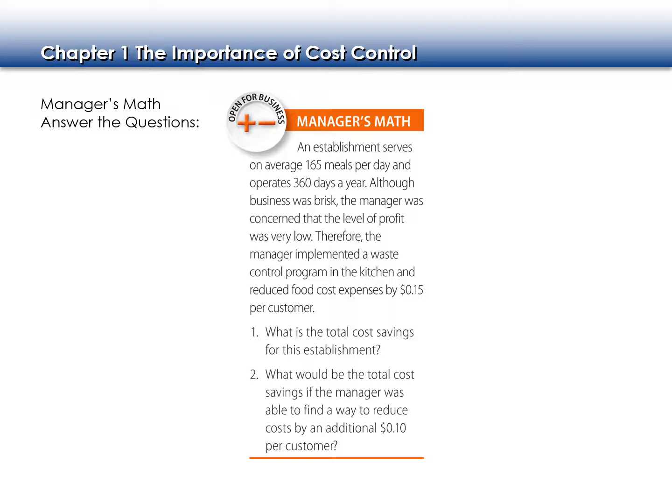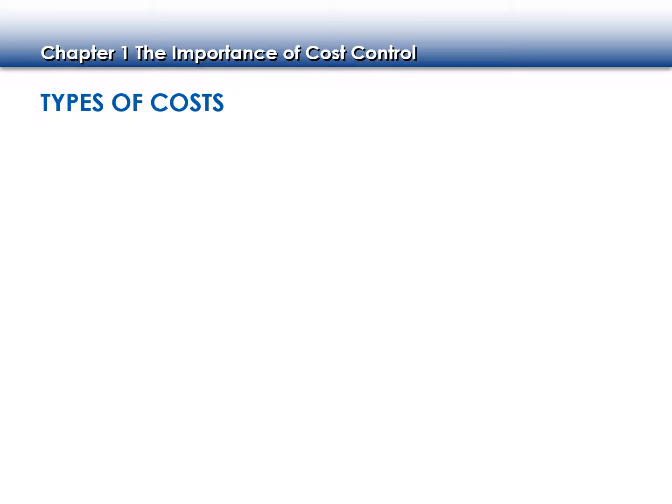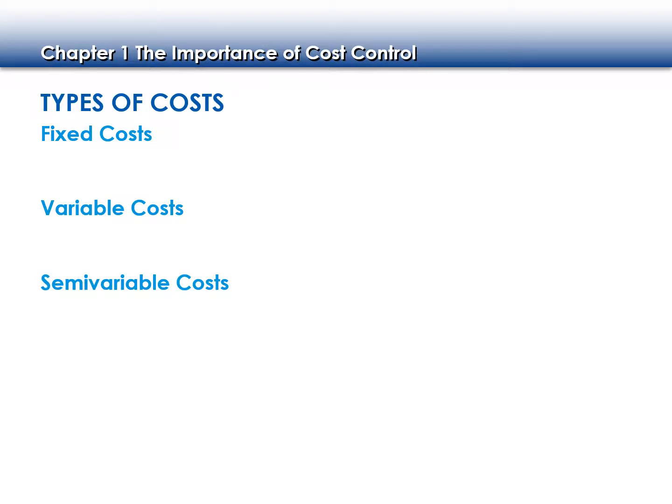So let's talk a little bit more. So we got it right, 8,910 and 14,850. Excellent. All right, so we have two different types of costs. We have fixed costs, variable costs, and then semi-variable costs have components of each of those types, okay?